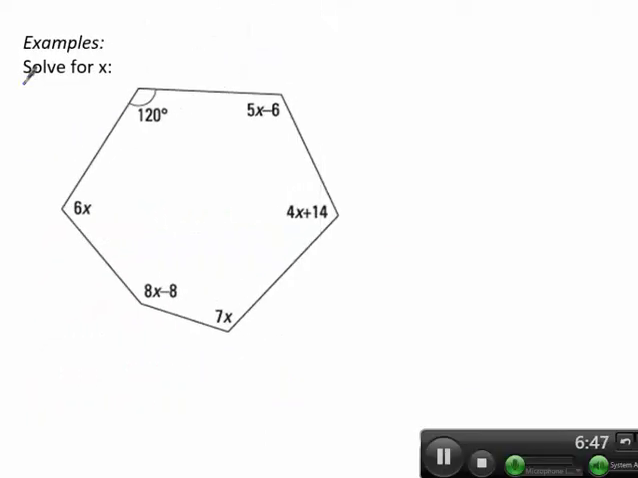For example, solve for x. Notice that these are inside the polygon. Now, really, they should have degree symbols like this one does. All of these expressions should have that to help us know that these are angle measures. But the fact that they're in the corner where the angles are also tells me that these are angle measures.